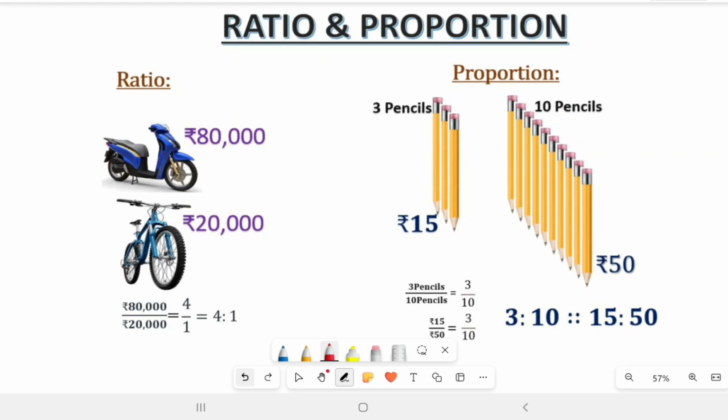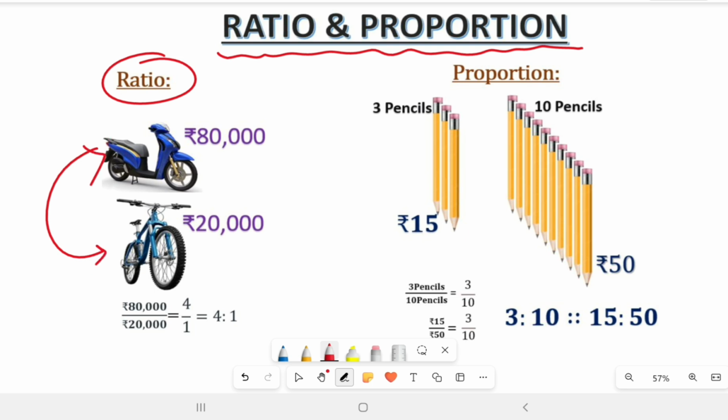Everyone, in this session we are going to discuss ratios and proportions. Ratio means comparing two quantities which have the same units, as a fraction of one quantity to the other quantity. Here the scooty price is 80,000 rupees and the cycle price is 20,000 rupees. If we simplify 80,000 divided by 20,000, we get 4 by 1. 4 by 1 is represented separated by a colon. That means the scooty price is 4 times the cycle price.